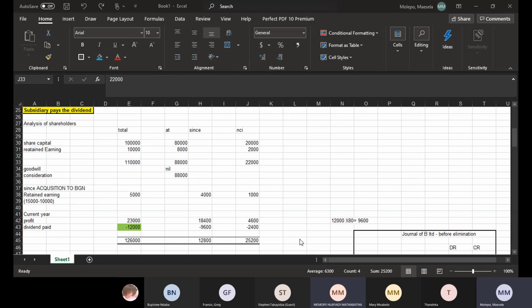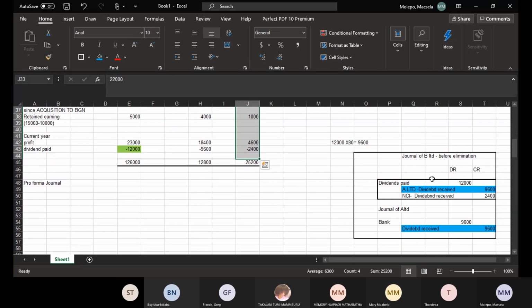Okay, Takalani? Yes. On the elimination journals, we did the one for the books of A, and then you do it again for the group, because there was the one you did which was just 9,600, you debited and credited. And now there's also one for the group, where you credit the whole 12,000 and then debit 9.6 for A, and then the difference is for B.